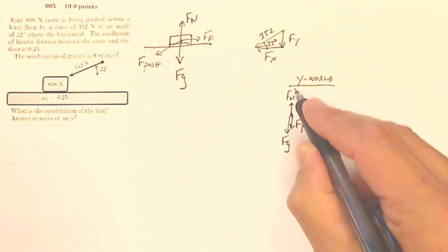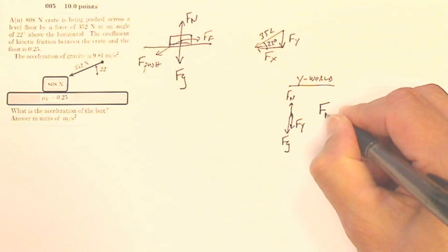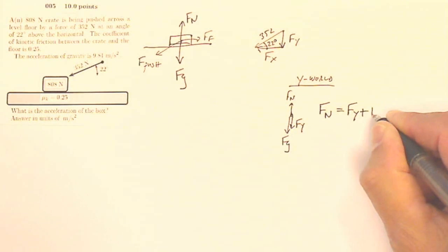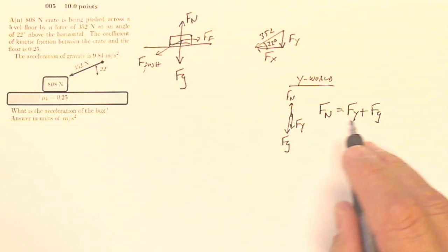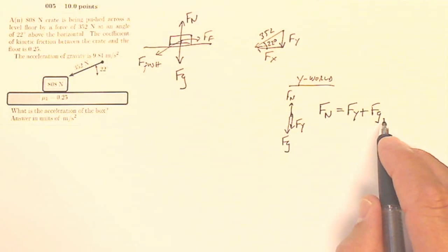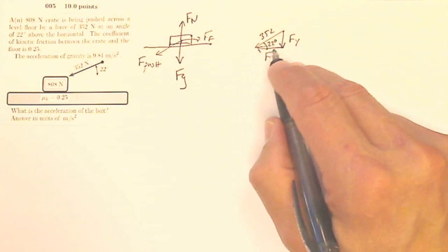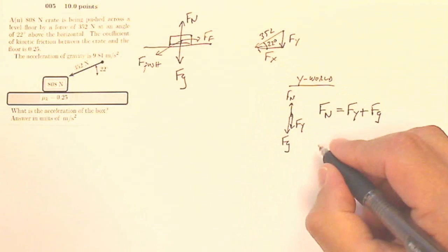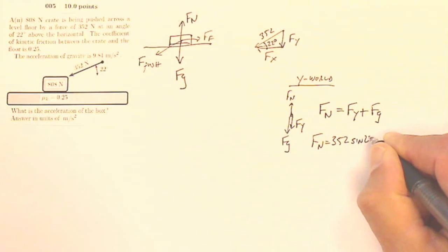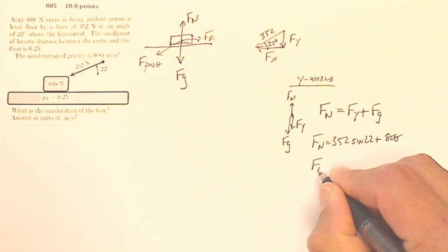So I've got these two forces down and this one up, and this thing isn't going to accelerate up or down. So what I can tell is that my normal force in this case is going to equal the magnitude of my y force and the magnitude of gravity. If I think just magnitudes, these two are going to add together and make the normal force even bigger than gravity this time. My gravity, in my case, they tell me 808 newtons. My y force is going to be 352 sine 22. So here, my normal force is going to be 352 sine 22 plus 808 newtons. So now that's my normal force.